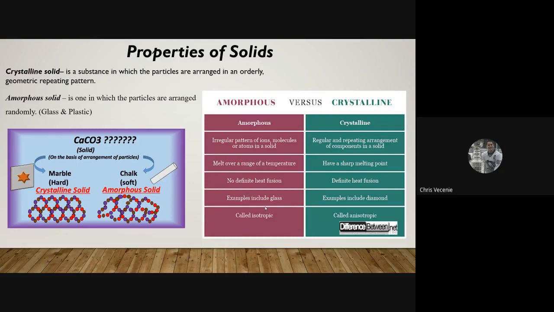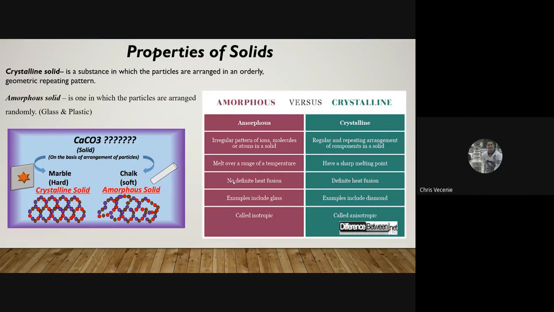Because the pattern is repeated and it's identical throughout the entire crystal, it gives crystalline solids a particular set of properties. Amorphous solids are still solids, but when they form, they have a very randomized pattern. The particles don't attach the same way throughout.